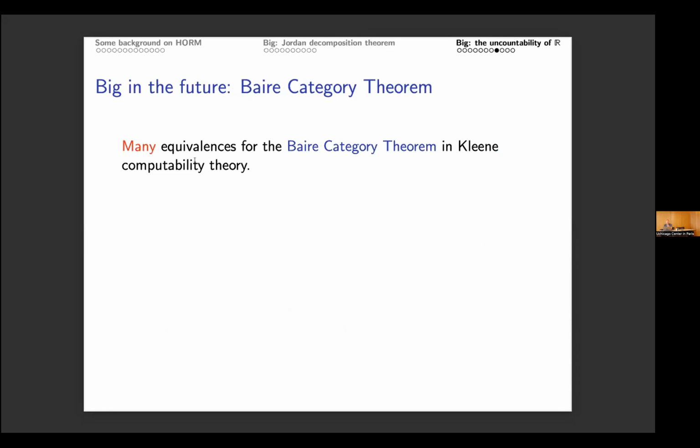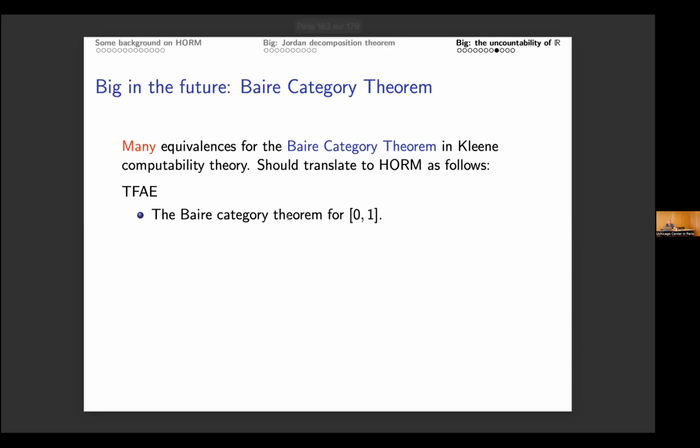So this is big in the future. So we've done the Baire category theorem in Kleene recursion theory. We actually have an equivalent model of the lambda calculus. So S1 to S9 is equivalent to some nice model of the lambda calculus. So, and I'm saying all this should be equivalent. I'm not saying it is, but I think so.